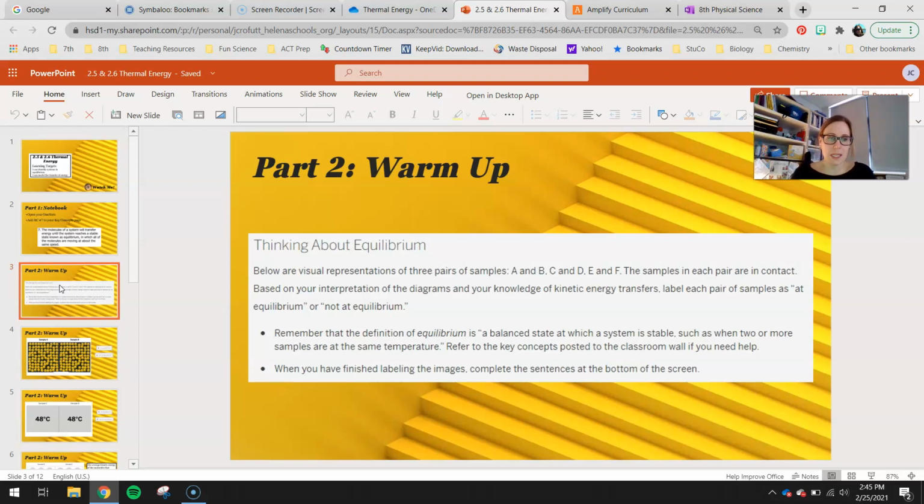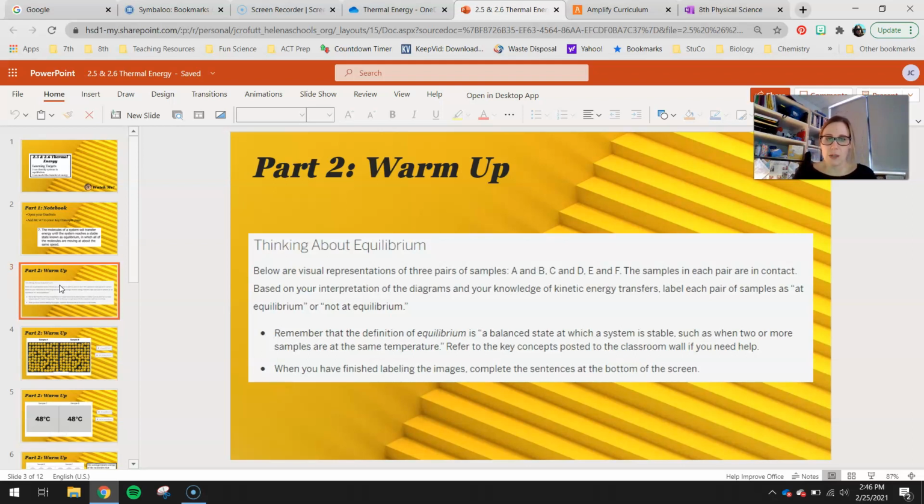All right, here's your warm-up today. So I'm going to think about equilibrium. Below are visual representations of 3 pairs of samples, A, B, C and D, E and F. The samples in each pair are in contact. So based on your interpretations of the diagrams and your knowledge of kinetic energy transfers, label each pair of samples as at equilibrium or not at equilibrium.